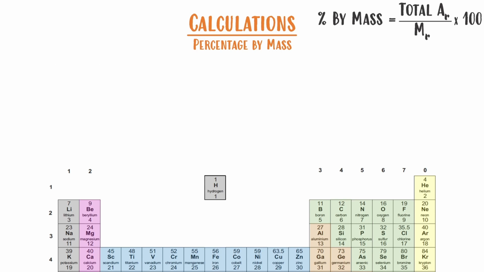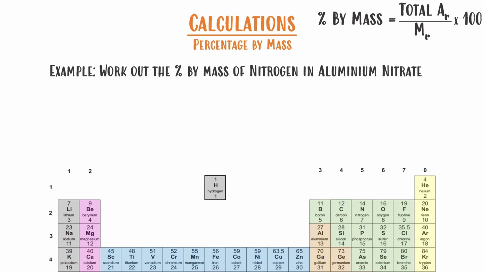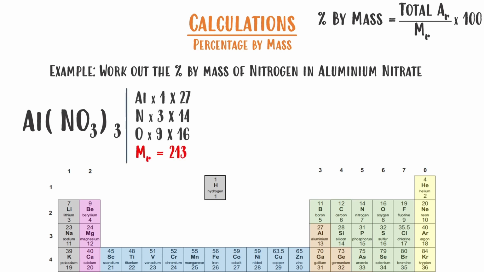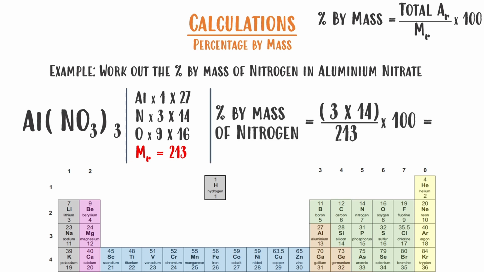Now our next example, work out the percentage by mass of nitrogen in aluminium nitrate. So here's aluminium nitrate, and we've already worked out the MR of this previously, so it's 213. Our next step, again, is just to input our numbers into that formula. So in this case, the percentage by mass of nitrogen is going to equal 3 times 14, because we have 3 nitrogens, each with an AR of 14, divided by the total MR, 213, times 100. This will give us 19.7%. And this is as complicated as it gets.